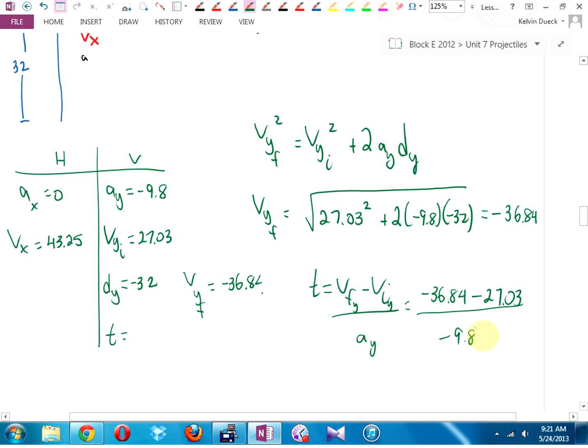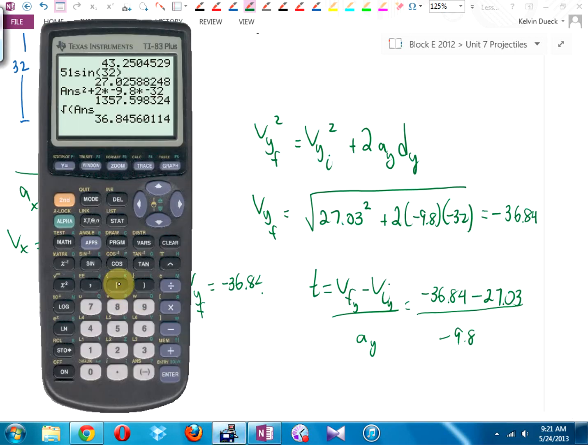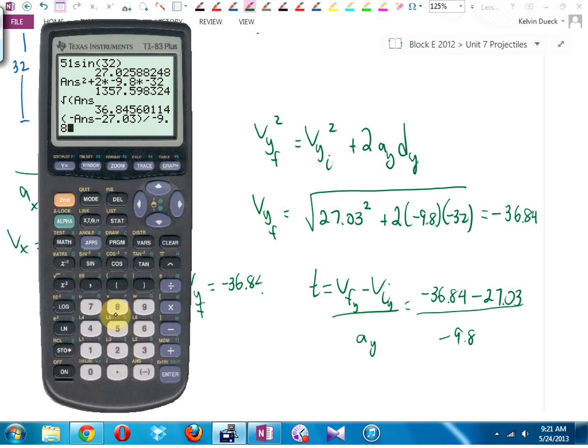The only problem is, Jordan, you have to keep your wits about you. You have to realize when you find V, first of all, don't forget to square root to find V final, and then you have to clue in, that's actually not the answer. It's going down. I have to insert the negative because I know it's going down. What do you get? Negative 36.84, minus 27.03, close bracket, divided by negative 9.8. Should get a positive time, though, yes? I hope. 6.52, 6.518, I'll write 6.52, but I'll keep that number on my calculator.